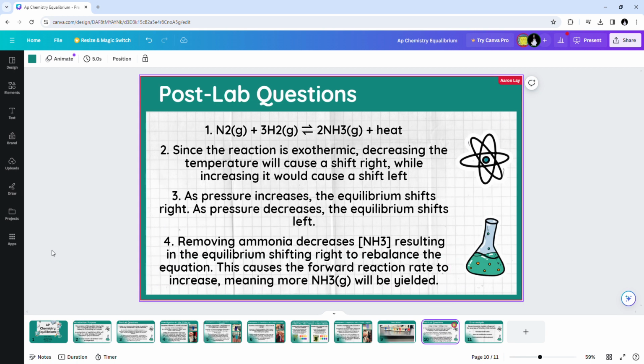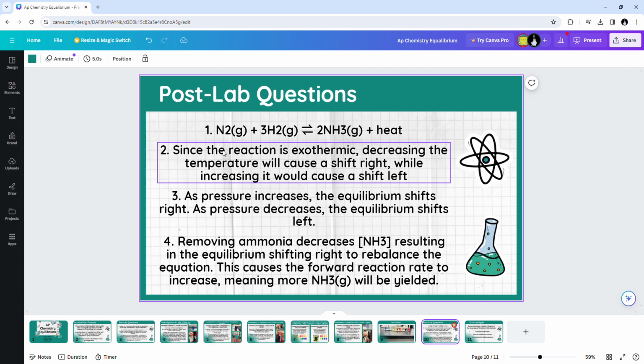And so these are the post-lab questions. For number 1, it reads, write the balanced chemical equation including a heat term for the synthesis of ammonia. This is the reaction right here, and since we know that heat is on the product side because the reaction is exothermic, based on the graph that was provided. For number 2, it asks, based on the results above, explain the effect of temperature on the equilibrium position of the reaction. We responded that since the reaction is exothermic, decreasing the temperature would cause a shift right, while increasing it would cause a shift left.